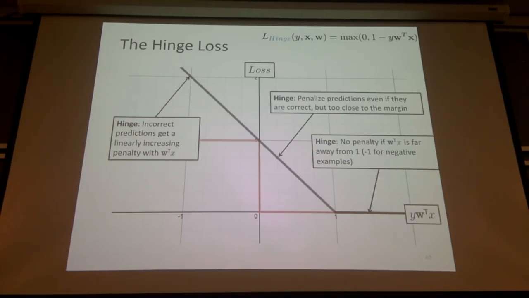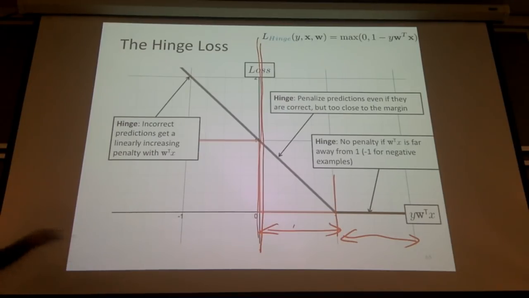Think of it this way: the hyperplane sits here, and this is the margin. Because we are multiplying by y, we have only one side. Both the negatives and the positives essentially fold over. On this region, on the correct side of the margin, there's no penalty. The penalty is 0, just like the 0-1 loss.